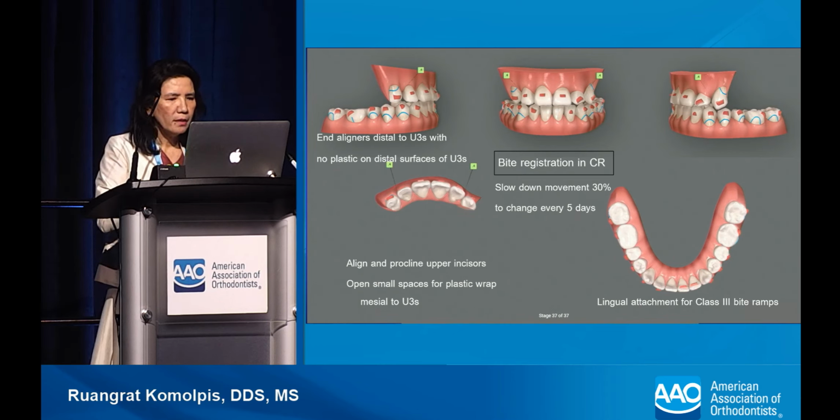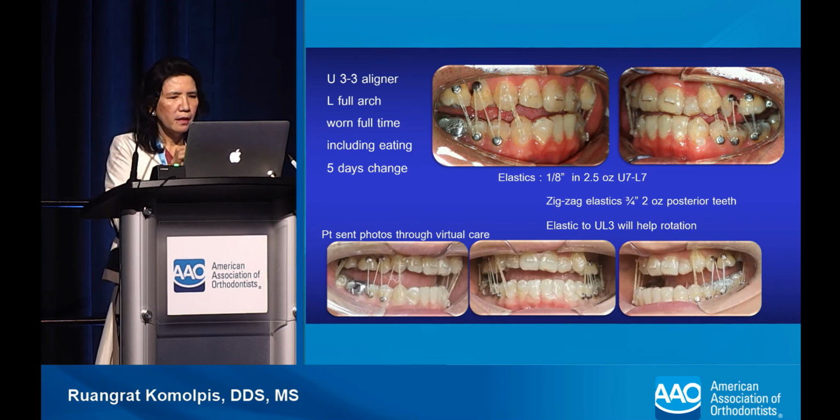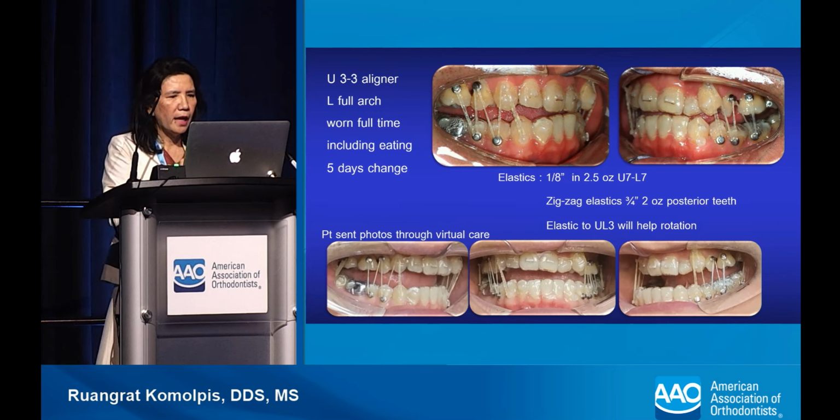Also, we have lingual attachments on the lower incisors for class 3 bite ramps. This is him in action: upper canine to canine aligner, full time, including eating, 5 days change. We have elastic, 1/8 of an inch, 2.5 ounces on the upper 7s to lower 7s. But on the premolars to the canine, we have a zigzag elastic of 3/4, 2 ounces on the posterior teeth. You can see that the elastic on the upper left canine will help rotate this tooth. And the lower rows is the patient sending his photos through virtual care.